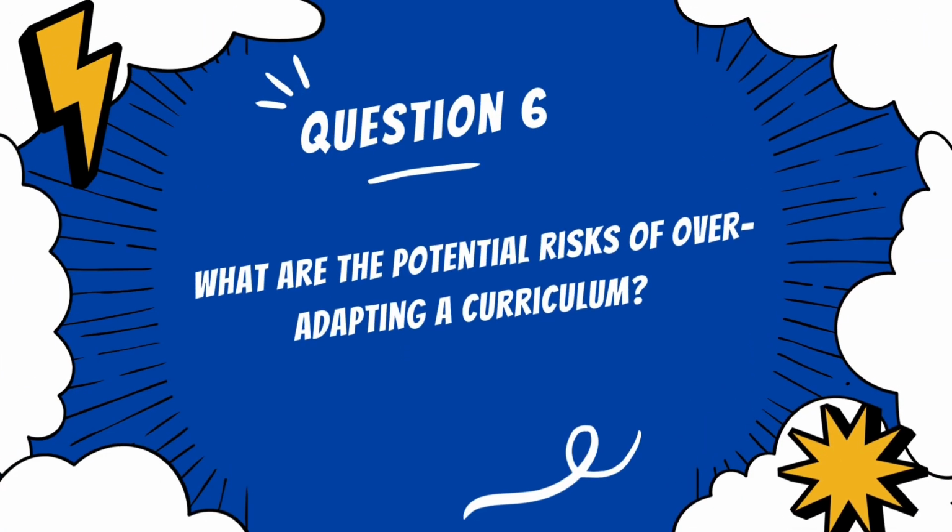Okay, the next is question number 6. What are the potential risks of over-adapting a curriculum? Well, over-adapting a curriculum is like tweaking a recipe too much. It might not taste the same. If teachers overdo it, they risk losing sight of the curriculum's core objectives.